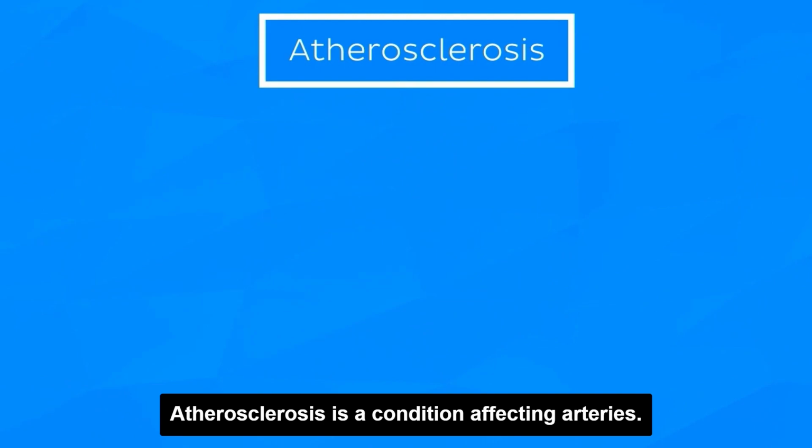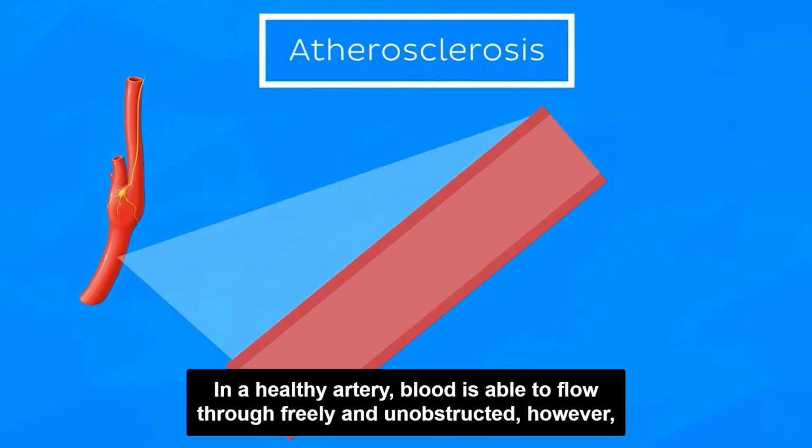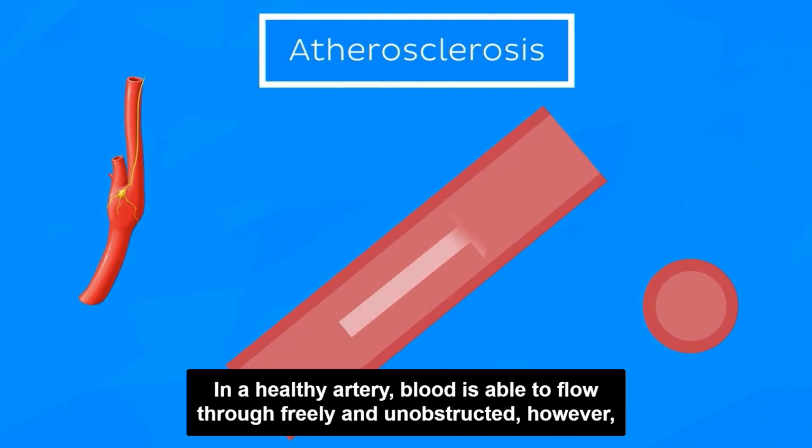That about wraps up our histology of blood vessels. Now let's touch on one important clinical topic that is useful to be aware of. Atherosclerosis is a condition affecting arteries. In a healthy artery, blood is able to flow through freely and unobstructed.